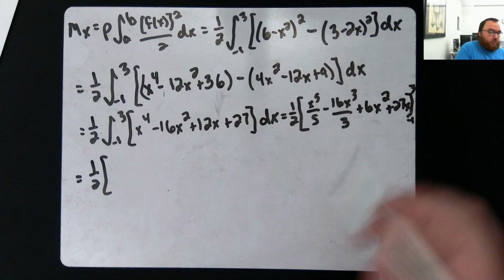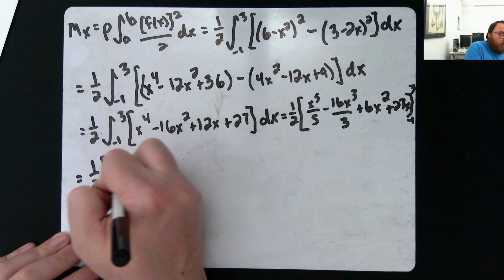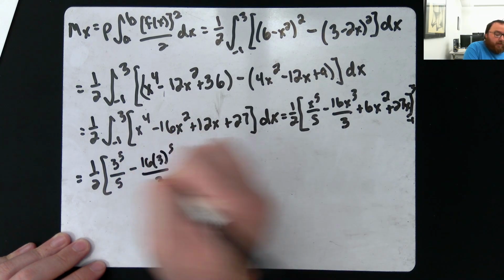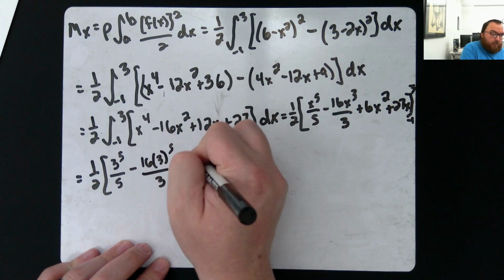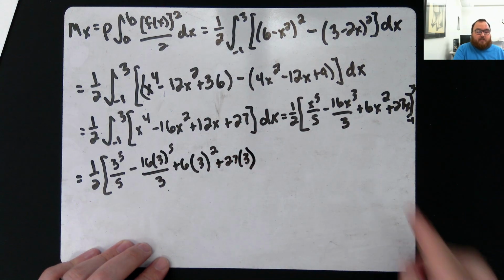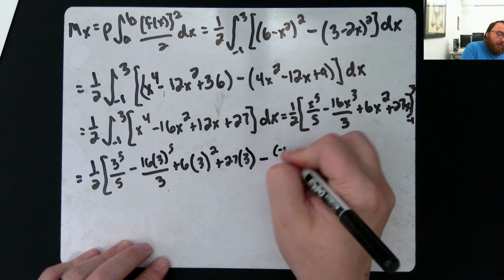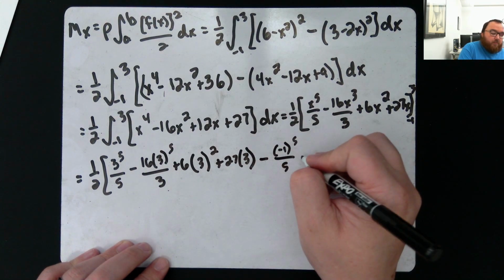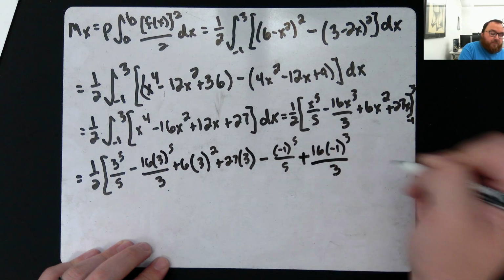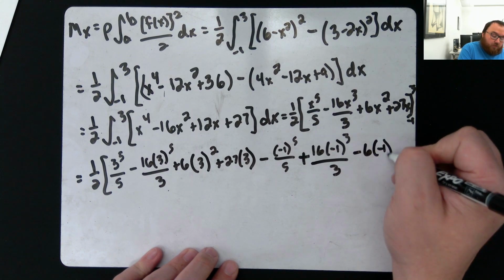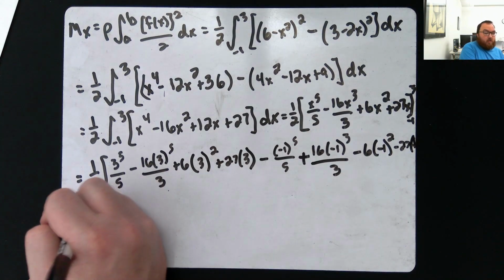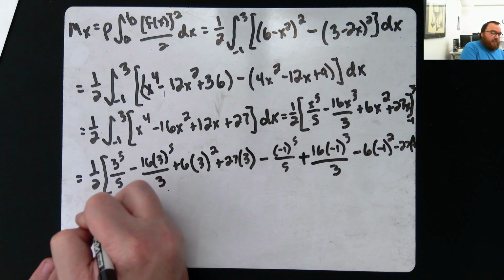So plug in our 3 first. 3 to the 5th over 5 minus 16 times 3 to the 3rd over 3 plus 6 times 3 squared plus 27 times 3. Then minus, plug in a -1, so minus -1 to the 5th over 5, minus makes it plus 16 times negative 1 to the third over 3 minus 6 times negative 1 squared minus 27 times negative 1. Work all of this out.